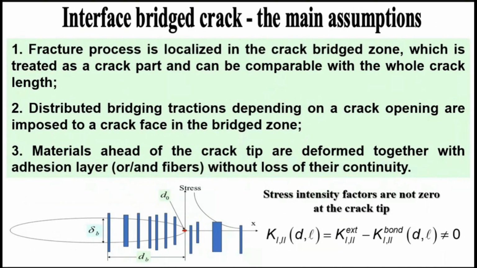Here are some assumptions for the bridged crack model. First, the fracture process is localized in the crack bridged zone. This zone is considered as the crack path. It can be comparable with the whole crack length. Second, distributed bridging traction, dependent on the crack opening, is applied to the crack faces in the bridged zone. And third, material ahead of the crack tip is deformed together with the adhesion layer without loss of continuity. And finally, we must say that the stress intensity factor in the bridged zone model is non-zero at the crack tip.